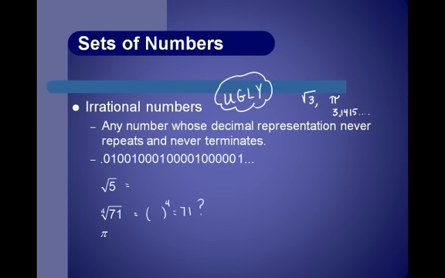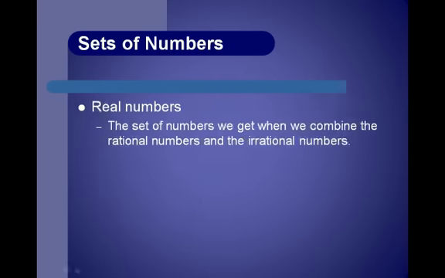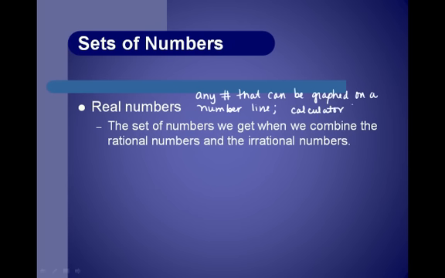Pi, as I mentioned earlier, is always irrational. And e is a constant used in physics a lot. We'll talk about it later on in college algebra. But e is also an irrational number. All these sets that we've talked about make up real numbers, the set of numbers we get when we combine the rationals and the irrationals. Another way to remember real numbers: these are any numbers that can be graphed on a number line. In addition to graphing them on a number line, you can also think about these as any numbers that can have a value shown on a calculator.